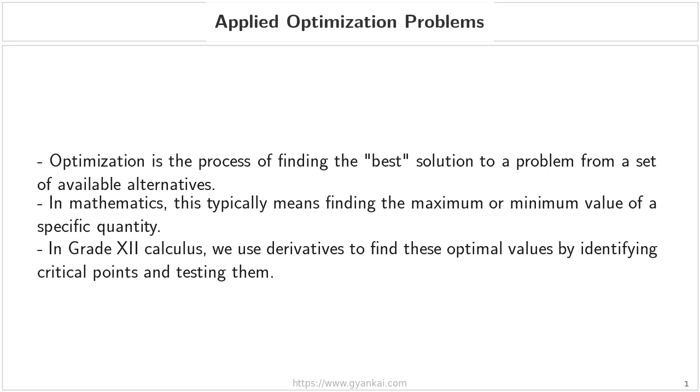By calculating the derivative, we can identify critical points, which are the candidates for our maximums and minimums. Once we find these points, we then test them to confirm which one provides the optimal result. Over the next few slides, I will guide you through the systematic strategy we use to translate these verbal problems into mathematical models and solve them.